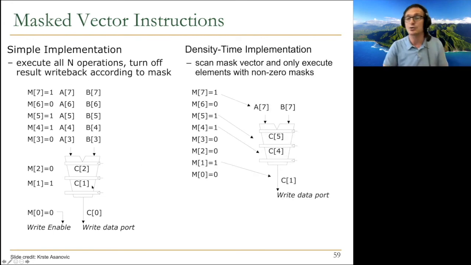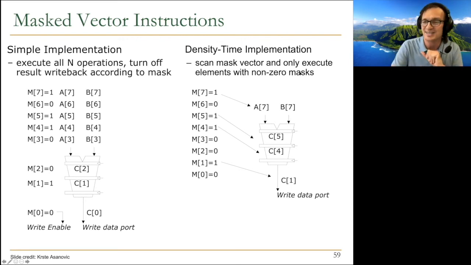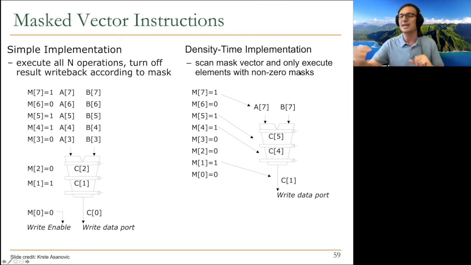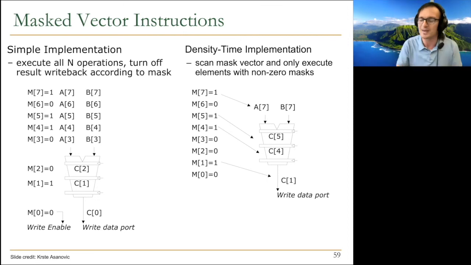Another implementation is called the density time implementation. You can have a simple function unit that scans the mask vector, because we already know the mask vector, and only selects the elements with non-zero masks. This way, you need to actually do random access to locations in your register file, which hopefully you should be able to do, but not in all cases, right? So basically, this is another implementation, which is actually quite a good implementation.